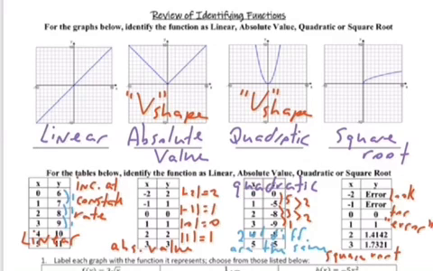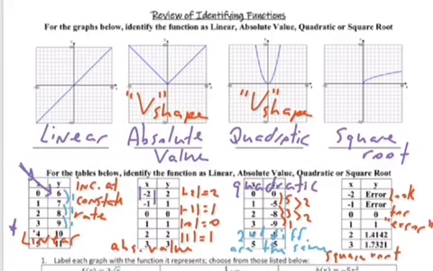On the tables, you're going to see the first table, all of the y's are increasing by 1, meaning there is a constant rate, which makes it linear. Or you can say first differences are the same, meaning you subtract the y's once and you get the same number. The second table is an absolute value, because when you take the absolute value of -2, you get 2.